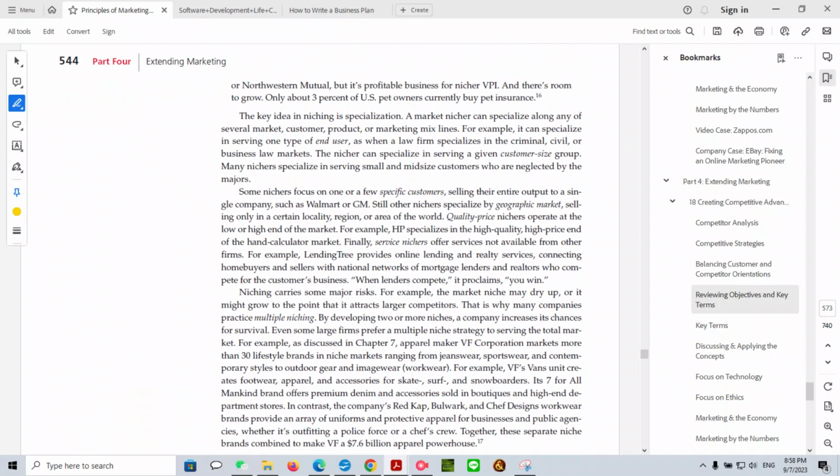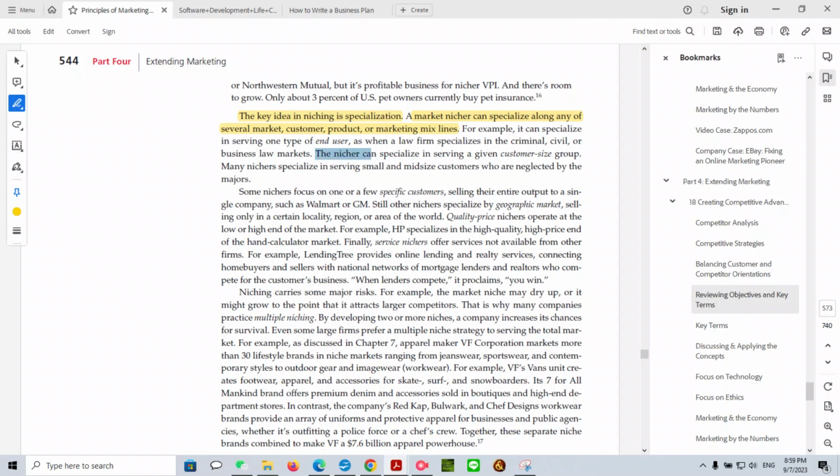The key idea of niching is specialization, as I said earlier. A market nicher can specialize along any of several market, customer, product, or marketing mix lines. For example, it can specialize in serving any type of end user, just as a law firm specializes in criminal, civil, or business law markets. A nicher can also specialize in serving a given customer size group.